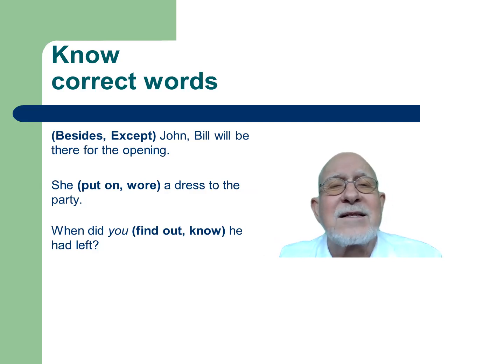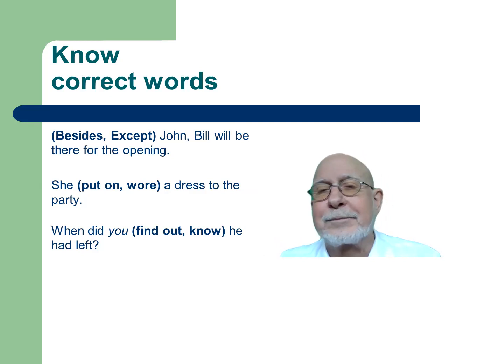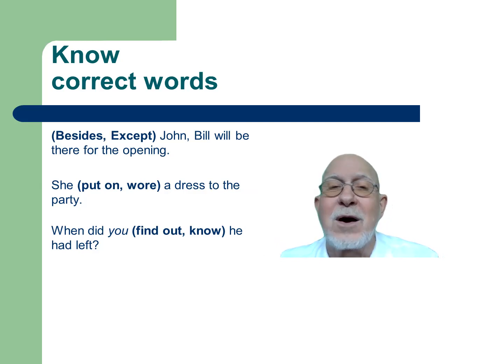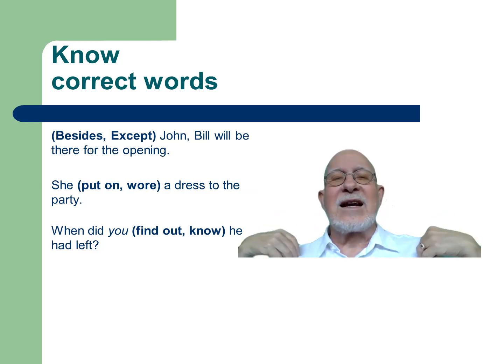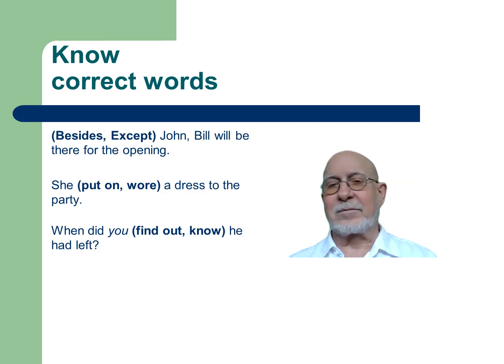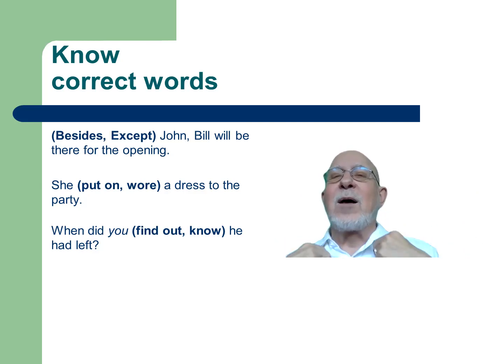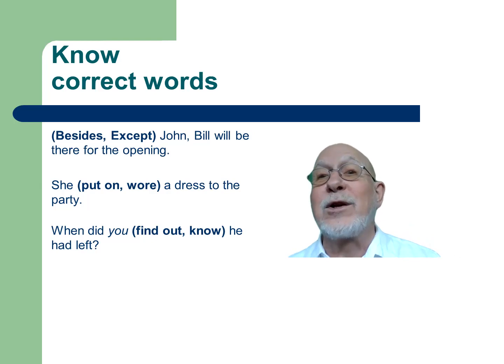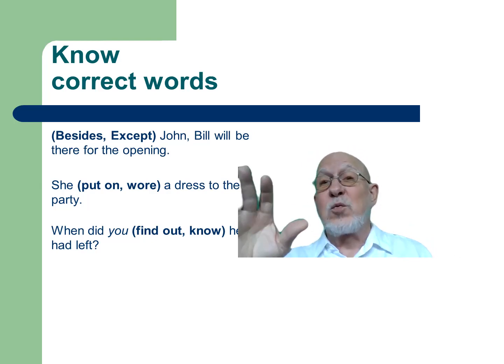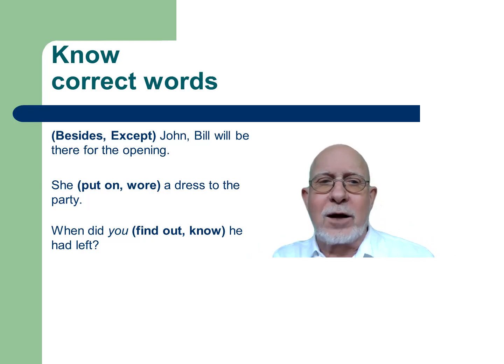She put on a dress to the party, or wore a dress to the party. The correct answer here is wore, okay? Because wore is a long-term thing, all right? To put on means a very short term action. If you keep putting it on to the party, you would look pretty crazy at the party, right? To wear means to already have it on, all right?